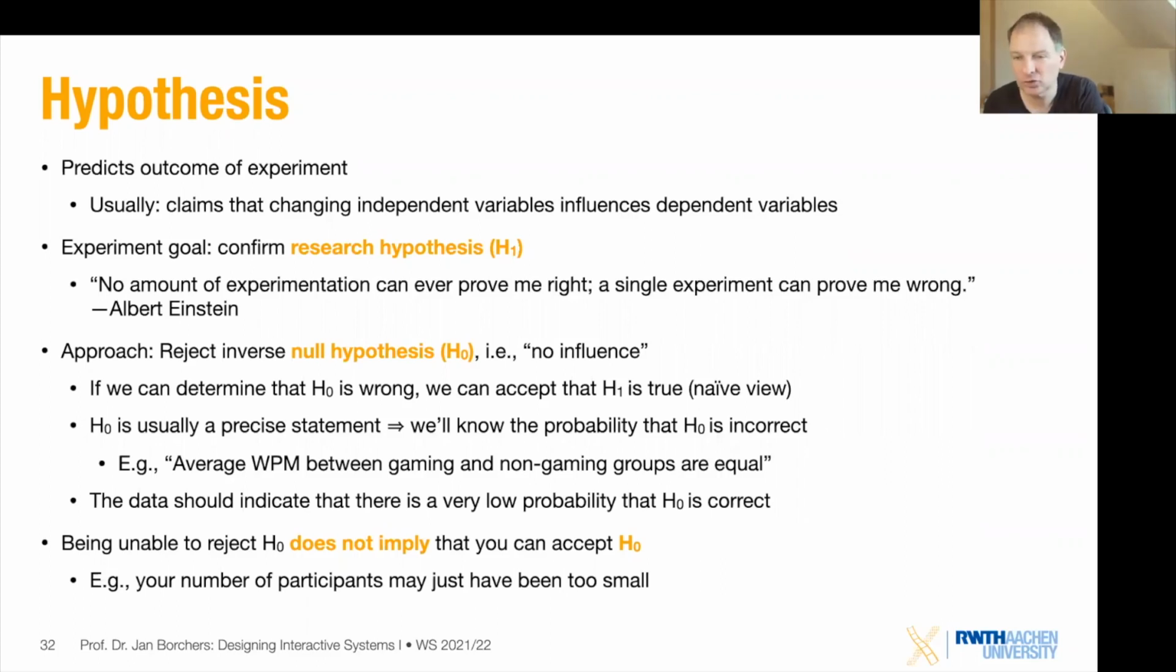There could be all sorts of reasons. Maybe H0 really is right, but maybe you didn't have enough participants to get a statistically significant result that would allow you to reject H0. So there's a variety of reasons why this could happen.